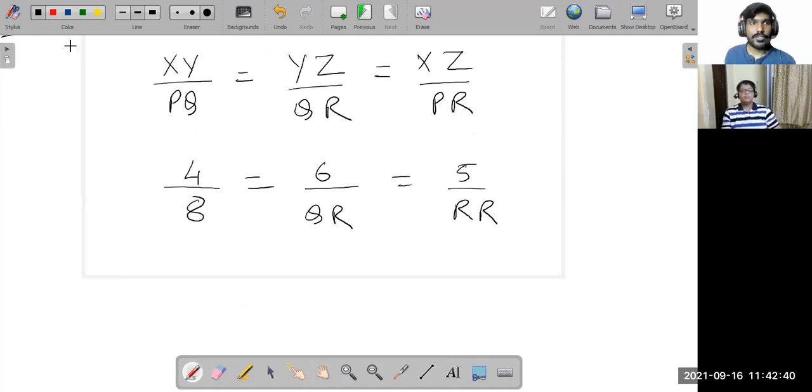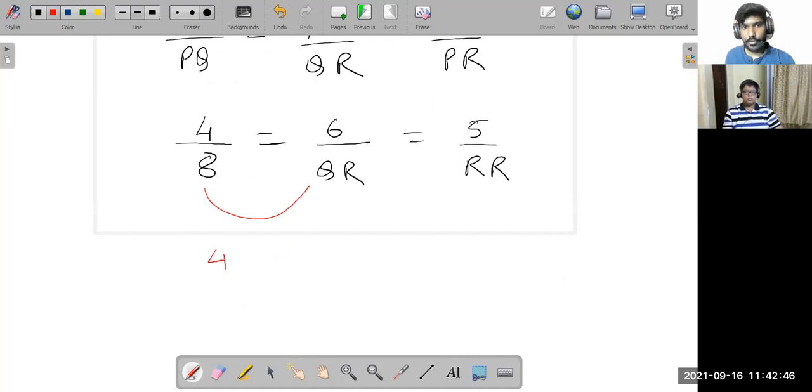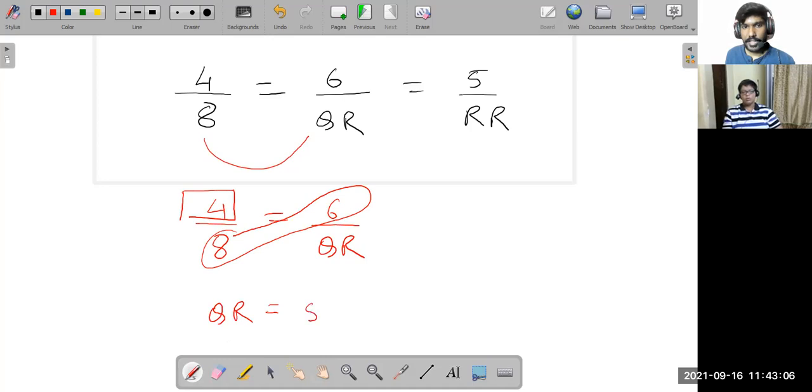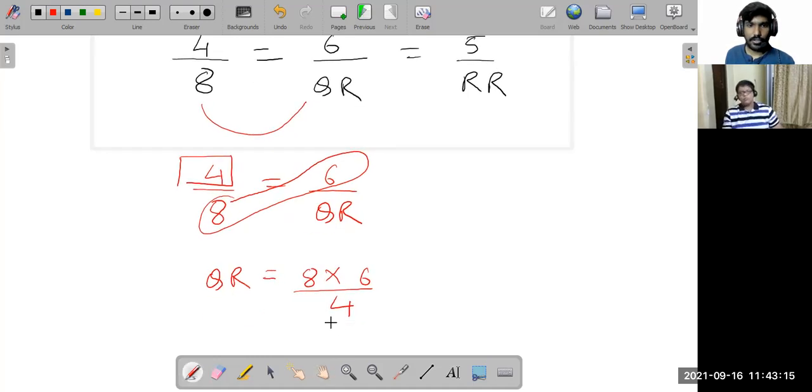Yes, sir. Okay. Now just look at the first two ratios. So you have 4 upon 8 equal to 6 upon QR. To find the length of QR, do cross multiplication here. Or you can directly do it like this: QR will be equal to 8 into 6 divided by 4. Did you understand this? Yes, sir. Okay. So 4 ones are 4, 4 twos are 8. So QR is 2 into 6, that is 12.